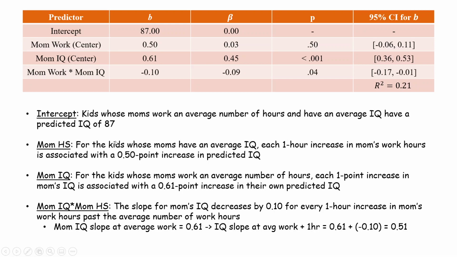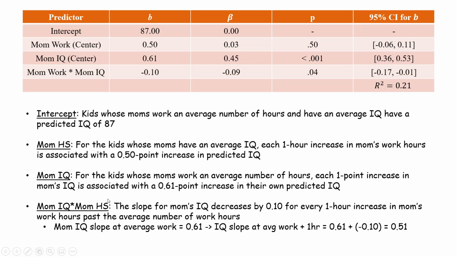So again, for the kids whose moms have an IQ of 0, which is average IQ in this case, each 1 hour increase in mom's work hours is associated with a 0.50 point increase in predicted IQ. And then for mom IQ, for the kids whose moms work an average number of hours, or when work hours is set to 0, each 1 point increase in mom's IQ is associated with a 0.61 point increase in their own predicted IQ.